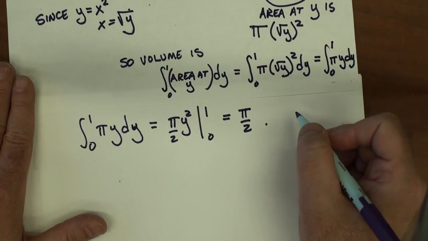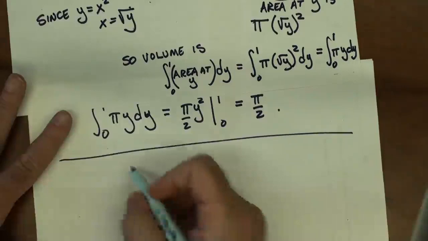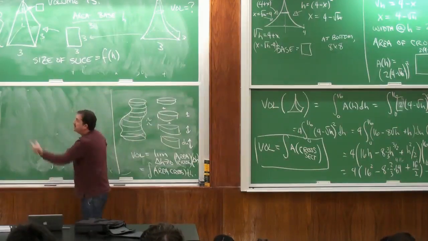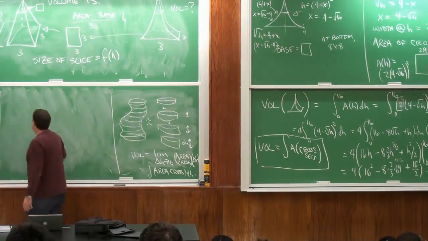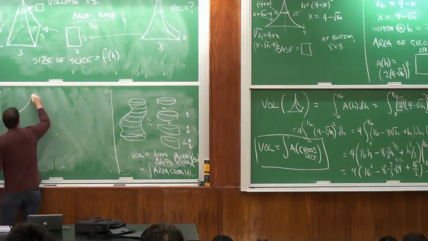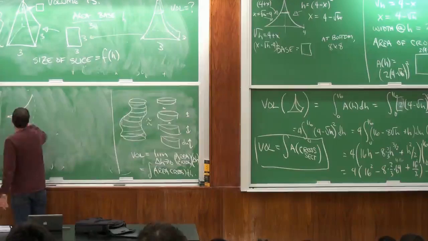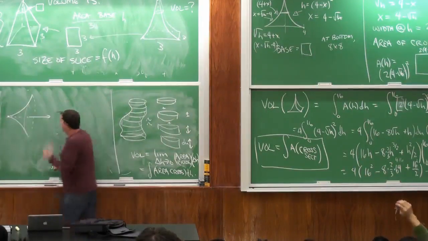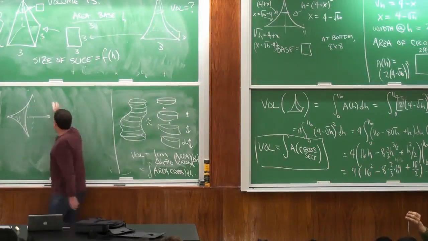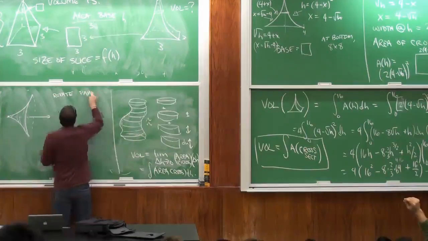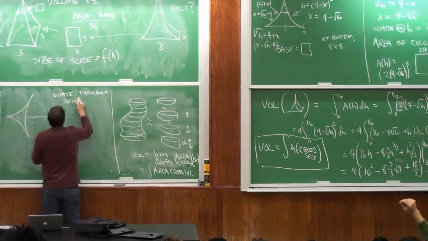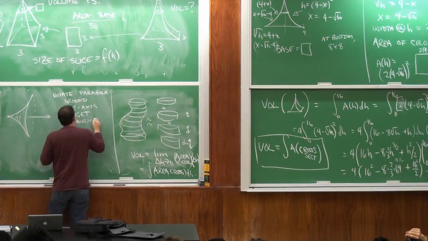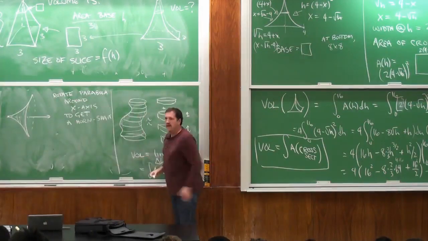Suppose we decide to get weird and rotate it the other way. So instead of making this bowl shape, I want to make a horn now. Okay, so I'm going to take this parabola and I'm going to rotate it around the x-axis. And I make a horn. So I'm going to rotate my parabola around the x-axis, to get something that looks like that.